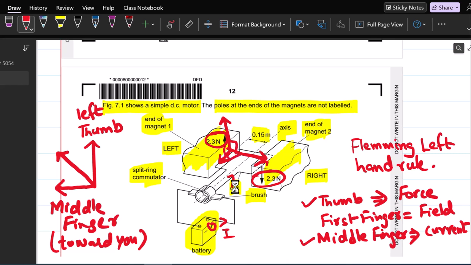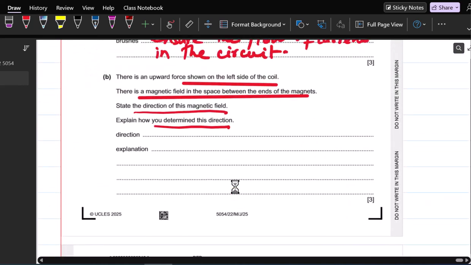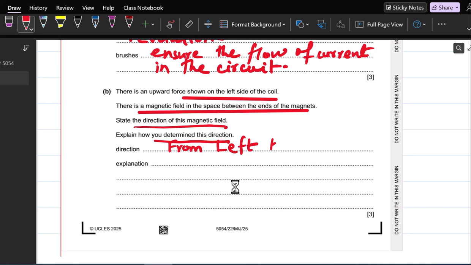So force, this is current, and this is going to be field. They must have 90° with each other. So this is your field. So we have to write this, whatever we have discussed here. So direction will be from left to right of magnetic field.